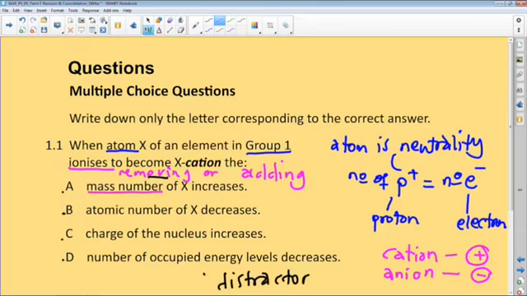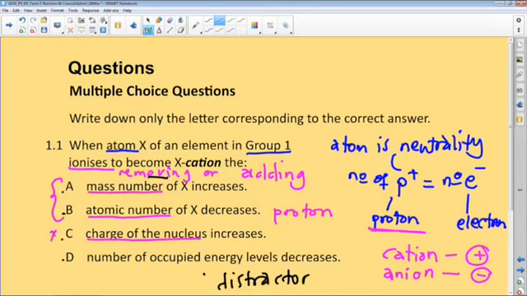And then atomic number of X decreases. Atomic number, again, has to do with protons. It doesn't have to do with electrons. So A and B are our distractors. It will be easier for us to decide between C and D. Let's check each one of those. C says charge of the nucleus increases. The charge of the nucleus is always due to the protons, and the protons do not change. It means solution C is also not true. Now it leaves us with D.